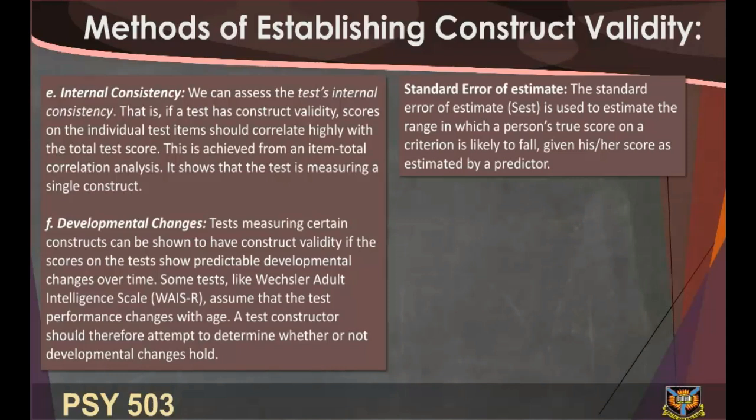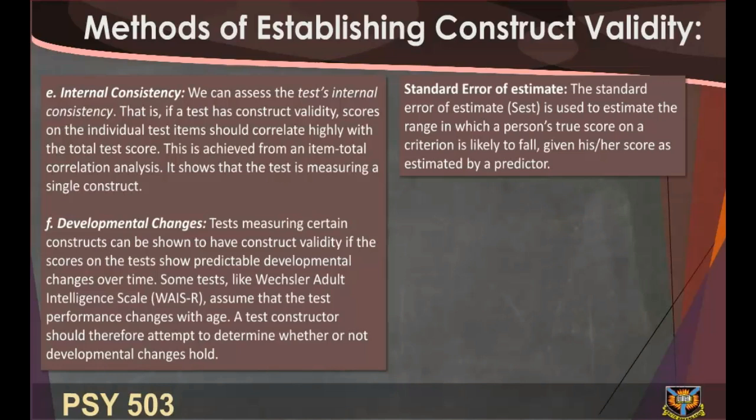F. Developmental changes. Tests measuring certain constructs can be shown to have construct validity if the scores on the test show predictable developmental changes over time. Some tests, like the Wechsler Adult Intelligence Scale, assume that test performance changes with age. A test constructor should therefore attempt to determine whether or not developmental changes hold.